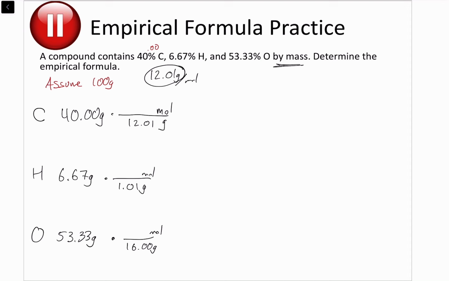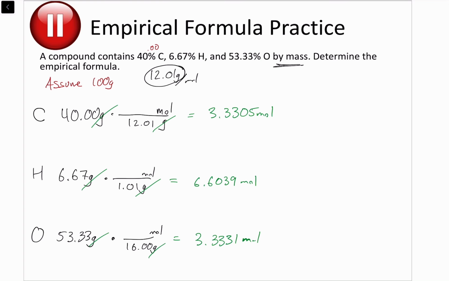Okay, now we are ready to do our division and find our mole values. Remember that by doing this, all of our grams are going to cancel out, and we are going to be left with the moles that we want. Again, I'm not going to round this. I'm just going to truncate the number, leave the whole number in my calculator. The value that we get for carbon is going to be 3.3305 mole of carbon, 6.6039 mole of hydrogen, and 3.3331 mole of oxygen.